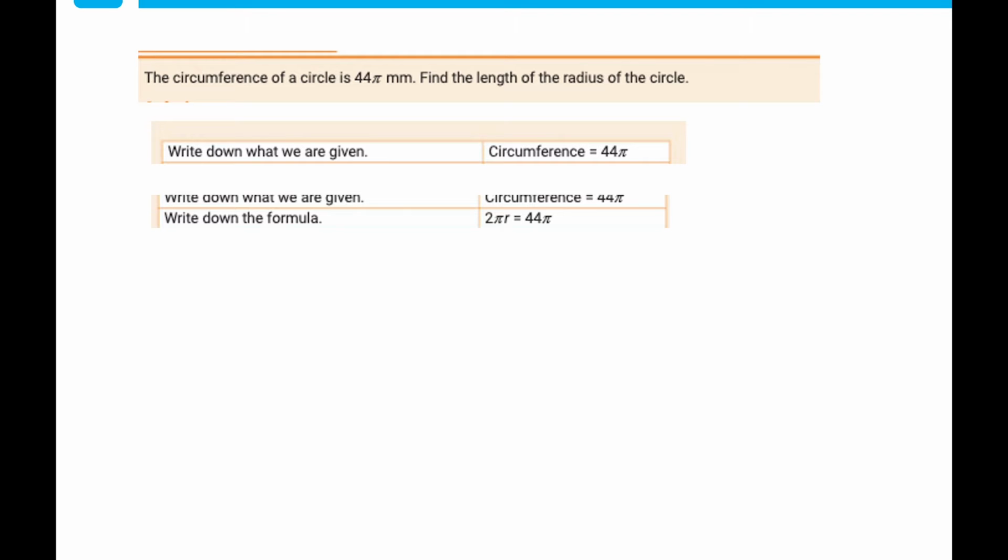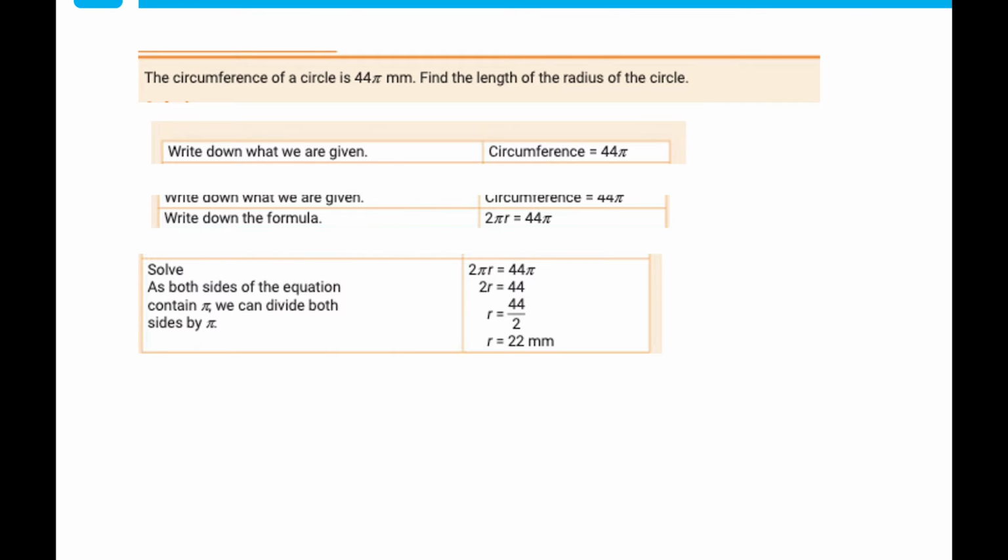We now write down our formula for the circumference. This gives us 2 pi r equals 44 pi. We now want to solve for r, so we want r on one side of the equation and everything else on the other side. The first thing we can see here is that there's a pi on both sides of the equation, so they cancel out. We're left with 2r equals 44. r is equal to 44 over 2. Therefore, r, our radius, is 22 millimetres.